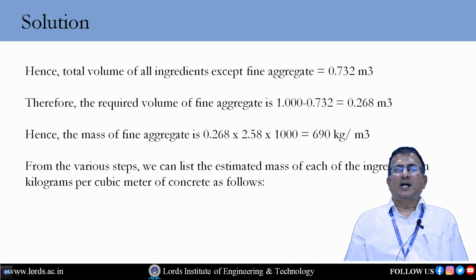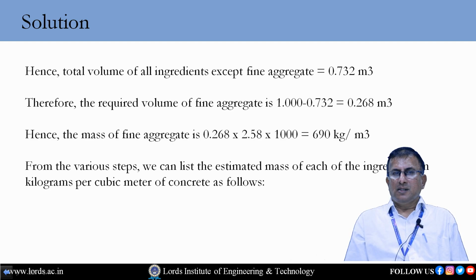Now the mass of the fine aggregate equals, we know specific gravity equals weight divided by volume. Therefore weight equals the product of specific gravity and volume. Therefore the mass of the fine aggregate equals the specific gravity of the fine aggregate into the volume of the fine aggregate, that becomes 0.268 into 2.58 into 1000, that will be 690 kg per meter cubed.